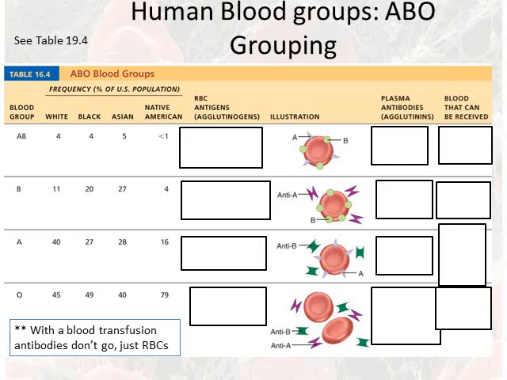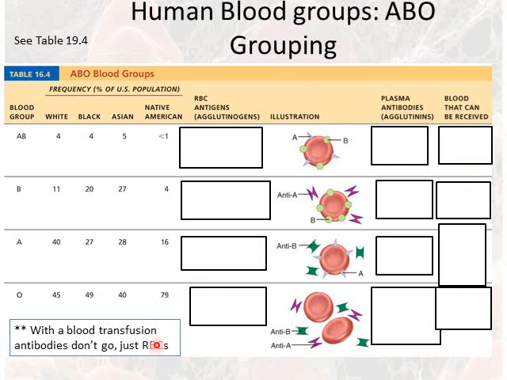Okay, and so this slide really just goes through the different blood types. Okay, these are the ABO blood types. So blood types are over here on the left, and then the other important part is on the red blood cells, which antigens do they have, and this is showing it in an illustration, and then which antibodies do they have, and then which blood can they receive.